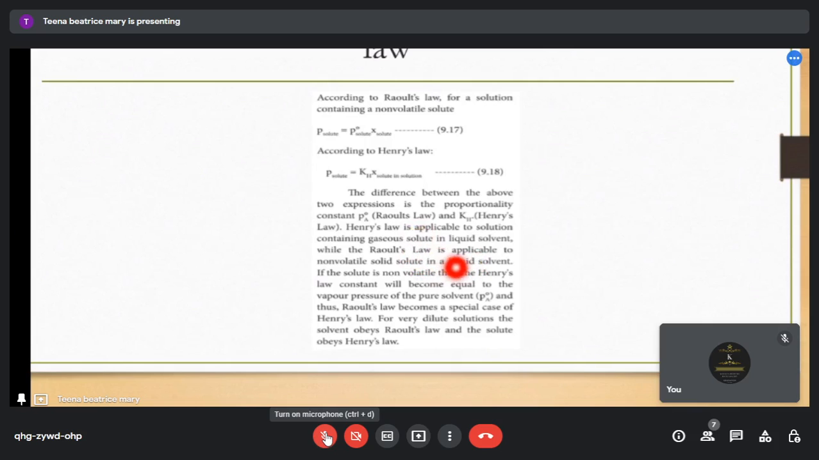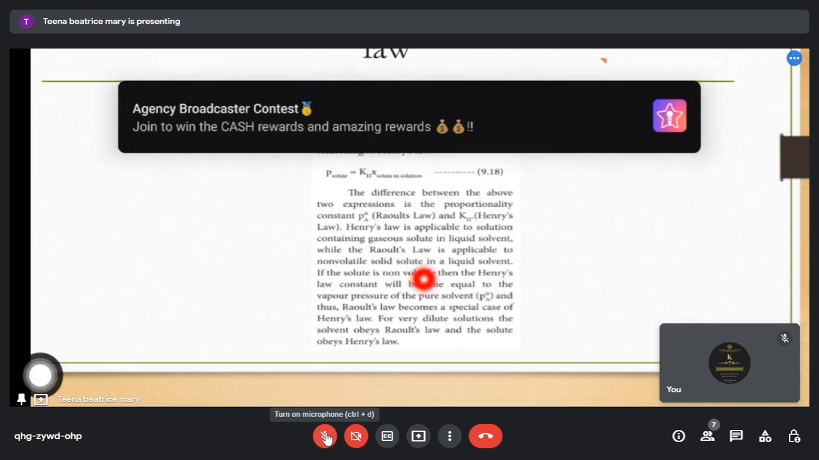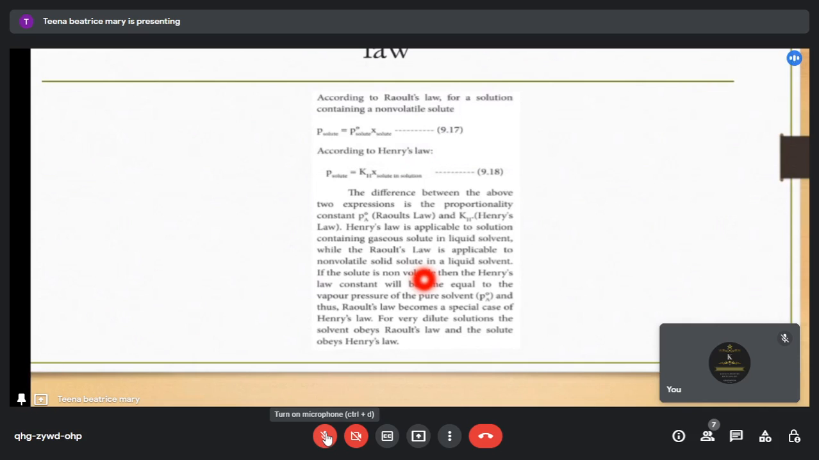But if you take Raoult's law, it is applicable to a non-volatile solid solute in a liquid solvent. Here, Raoult's law is applicable for a non-volatile solid solute that is getting dissolved in a liquid solvent. If the solute is non-volatile, then Henry's law constant will become equal to the vapor pressure of pure solvent. What happens? How to say it? Even it gets equal.